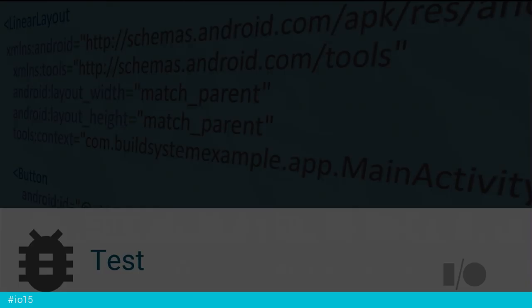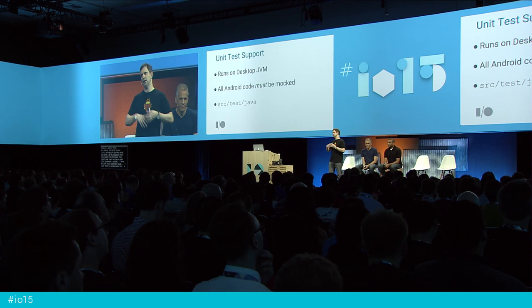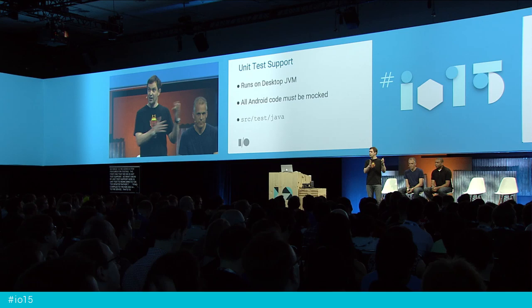All right, so let's talk a little bit about testing now. Since 1.0, we added a few features for testing. The first one that we added was unit test support. So what I mean by unit test support here is unit tests that work directly natively on the desktop JVM rather than having to be compiled into an APK and sent to the device. That's to speed up round tripping of fixing your bugs and your tests and seeing results.